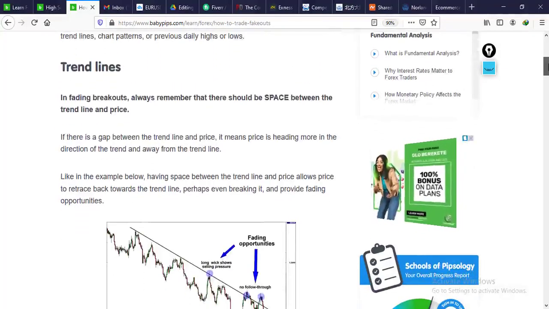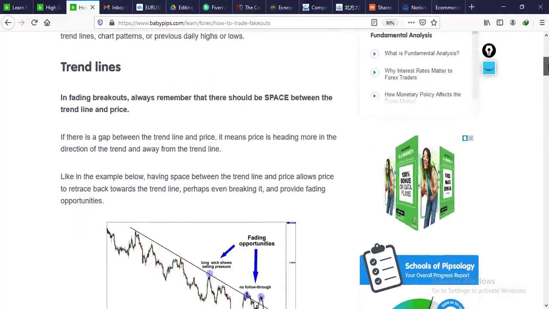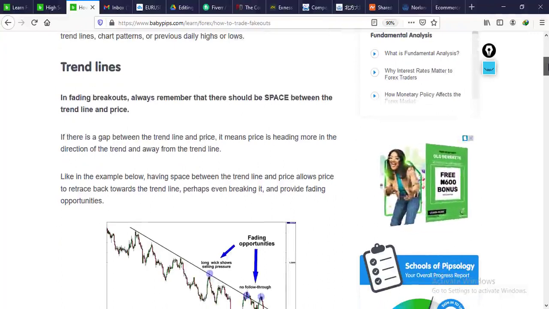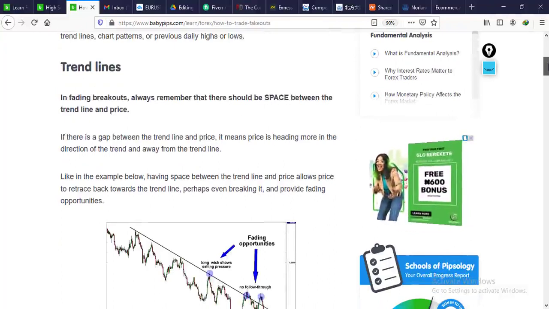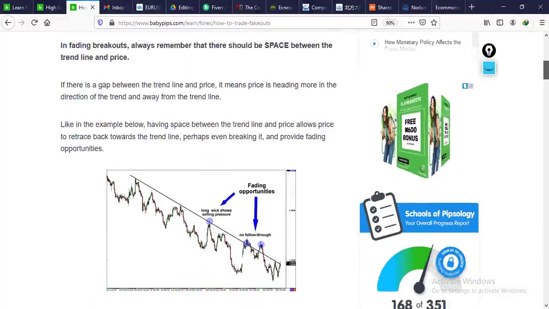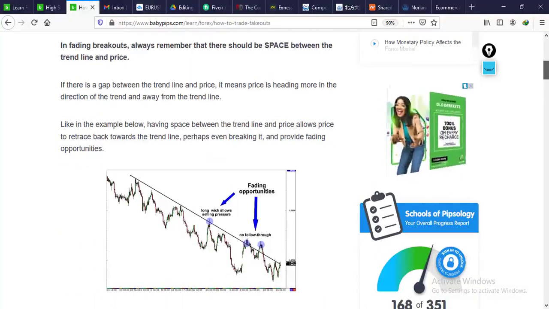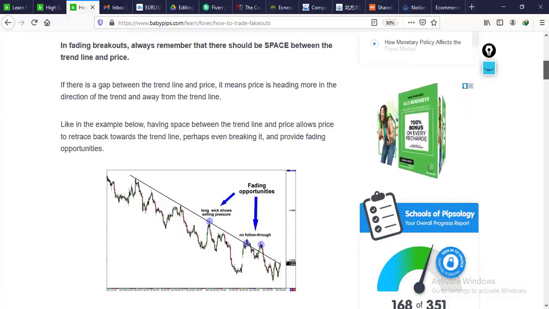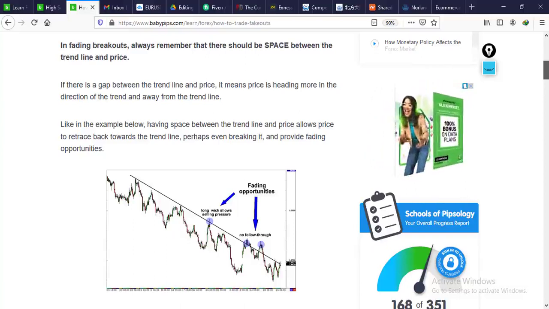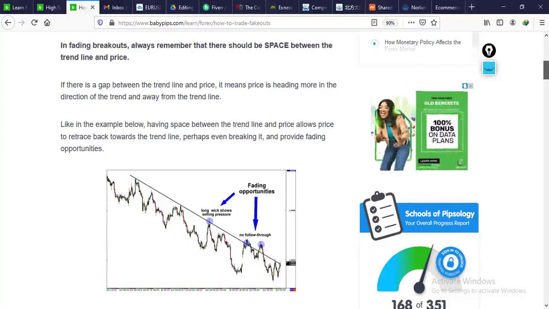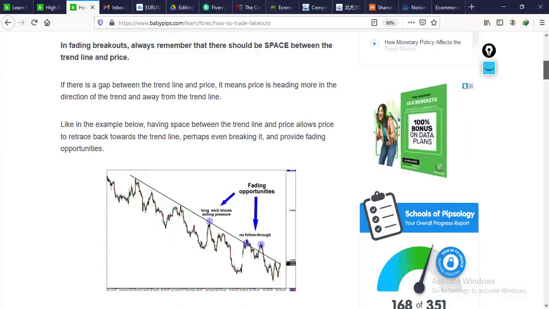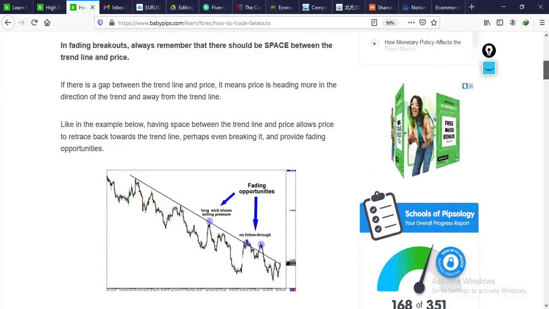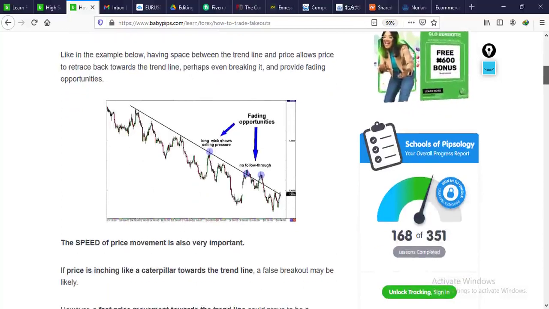So let's consider the first one, trend lines. In fading breakouts, usually remember that there should be a space between the trend line and price, okay? For example, in the chart below, there's a space between the trend line and price, which allows price to retrace back towards the trend line, perhaps even breaking it and providing fading opportunities.